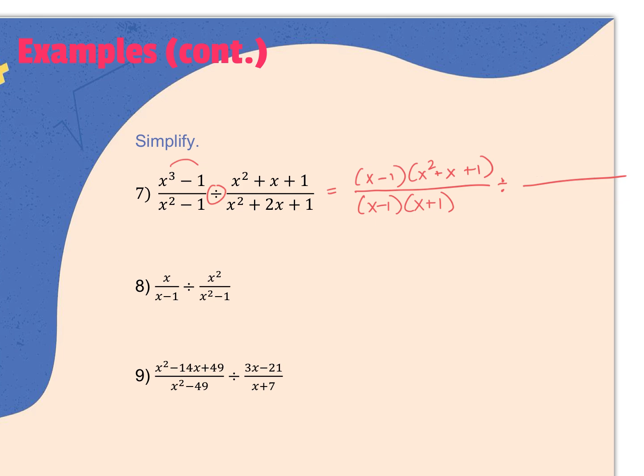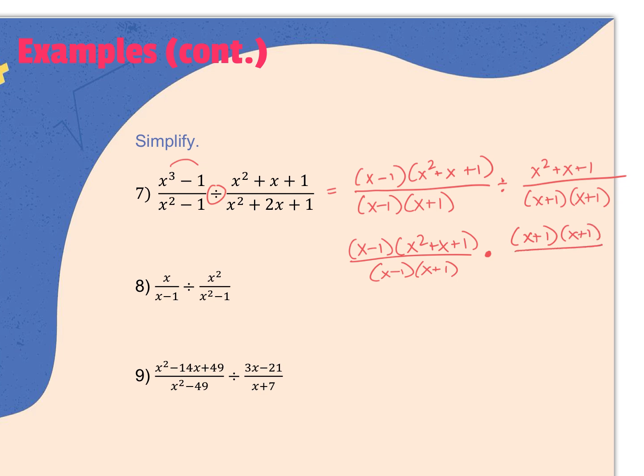So the numerator is going to stay x squared plus x plus 1. And then your denominator is going to be factorable. It's x plus 1 times x plus 1. So now I'm going to get ready and do my stay, change, flip, right? So I've got x minus 1 times x squared plus x plus 1 over x minus 1, x plus 1, times, that's my change my sign and flip my fraction, x plus 1, x plus 1. And then I have x squared plus x plus 1.